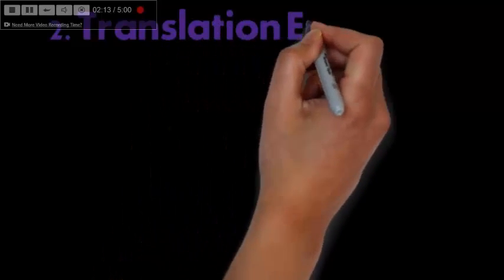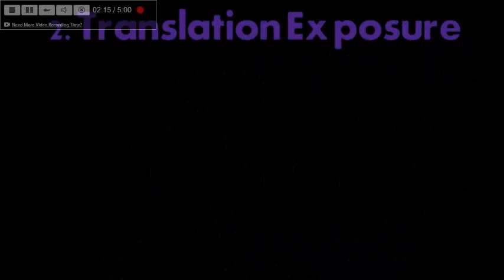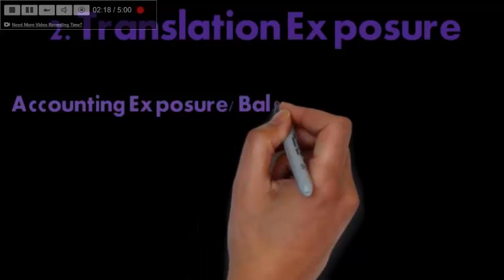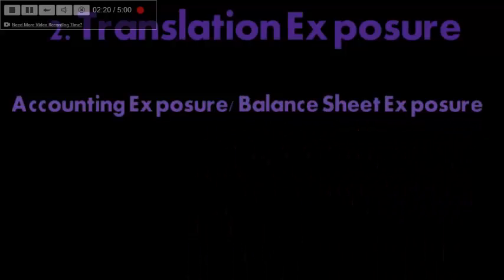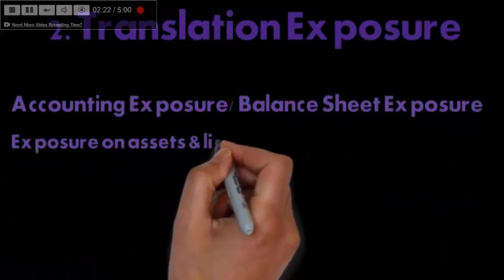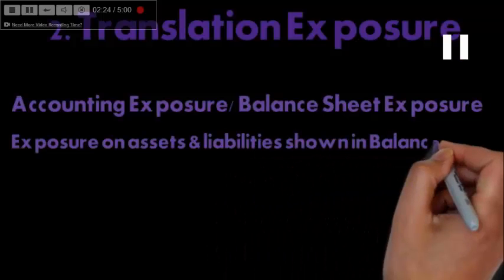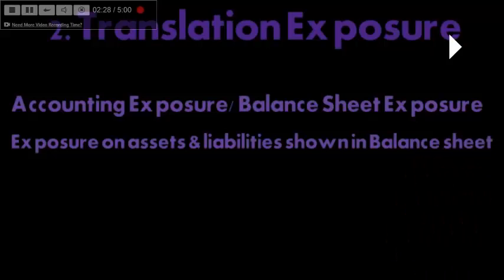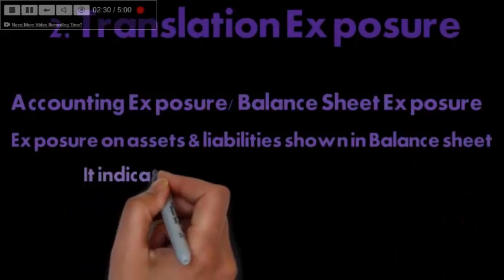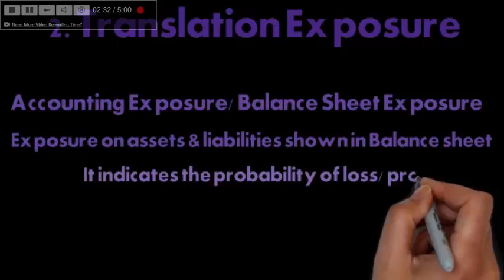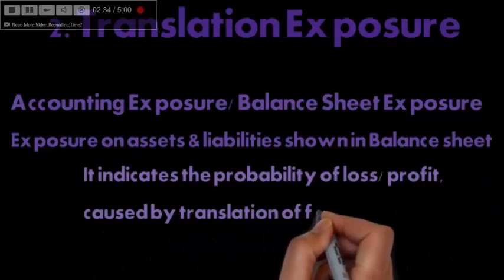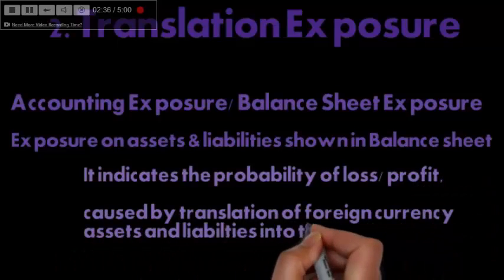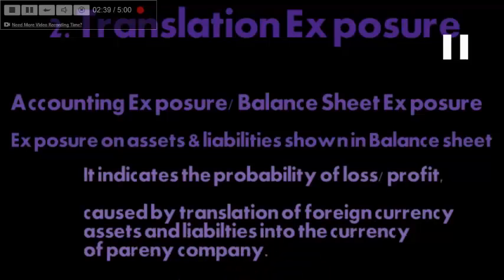Now comes the translation exposure. It is also known as accounting exposure or balance sheet exposure. The balance sheet consists of assets and liabilities. So exposure on assets and liabilities shown in the balance sheet is known as translation exposure. It indicates the probability of loss or profit caused by the translation of foreign currency assets and liabilities into the currency of the parent company.